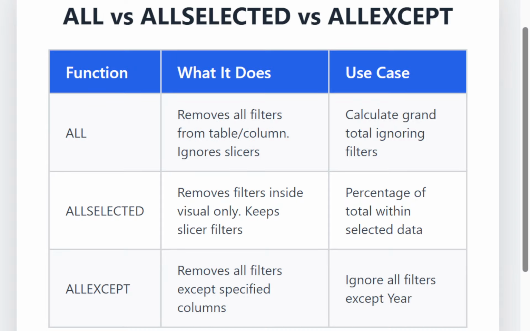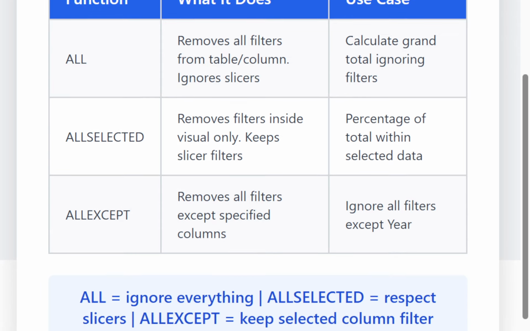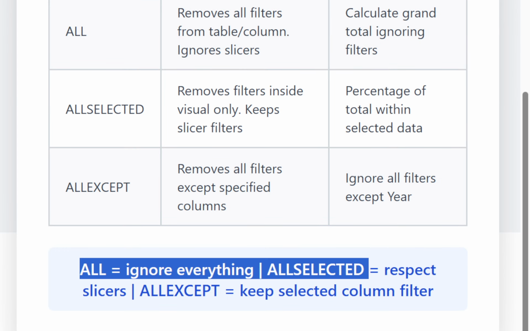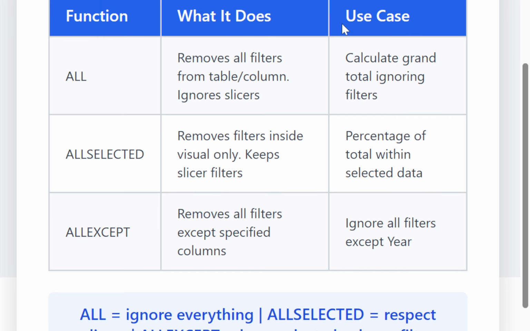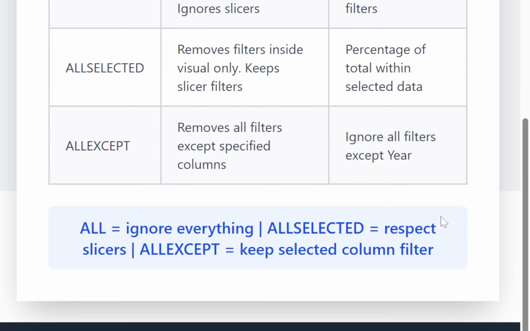Now coming to ALLSELECTED, it removes filters inside visuals only. It keeps slicer filters, and ALLEXCEPT removes all filters except specified columns. Okay, so here is a one liner you can understand: ALL equals ignore everything, ALLSELECTED is respect slicers, and ALLEXCEPT is keep selected column filters. Okay, so the use case is also explaining the same.